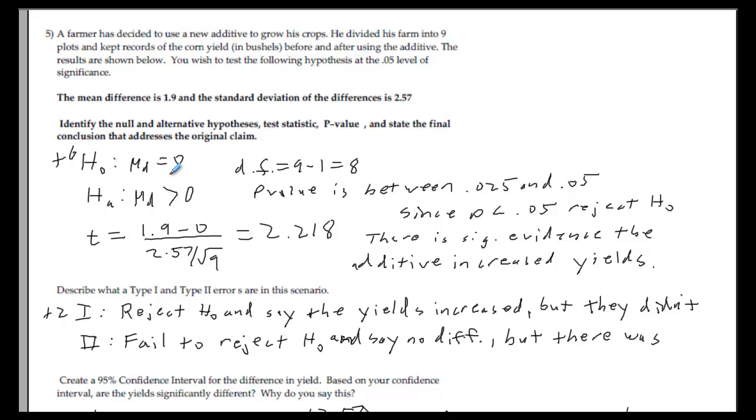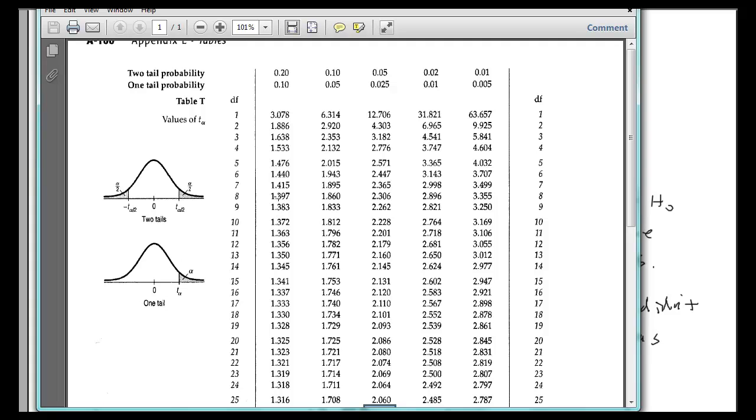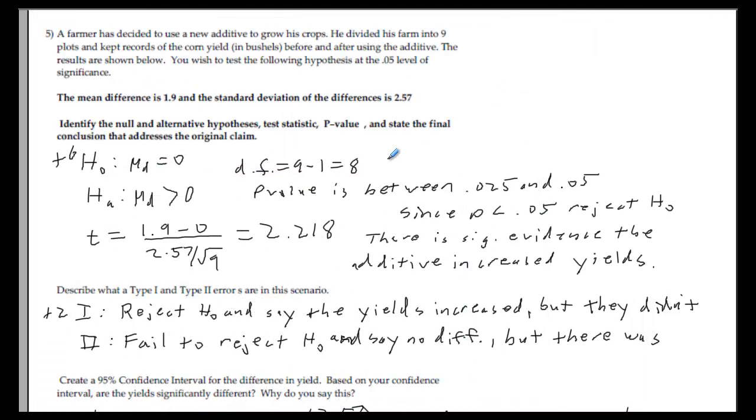I did not count anything wrong there, but you might want to take note for the final on that. We calculate the t-stat. There's the average difference in yield, standard deviation, and sample size. So we get 2.18. And if I make this a one-tailed test, and I look up 2.218 in row 8, row 8 is right here, gives me between a 2.5% and a 5% chance if it's one-tailed. So that is less than 0.05, so reject the null. There is significant evidence that additive increased yields.